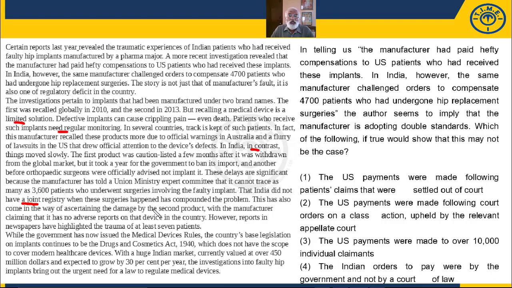The first question says, in telling us the manufacturer had paid hefty compensation to US patients who had received these implants, however, the same manufacturer challenged the orders to compensate. The however seems to tell us that there is a contradictory situation here. In one case you paid and in the other case you're challenging. And it would seem then that what you did there you're not doing here. So in saying this, the author seems to imply that the manufacturer is adopting double standards, one standard for the US, another standard for India. Which of the following, if true, would show that this may not be the case?